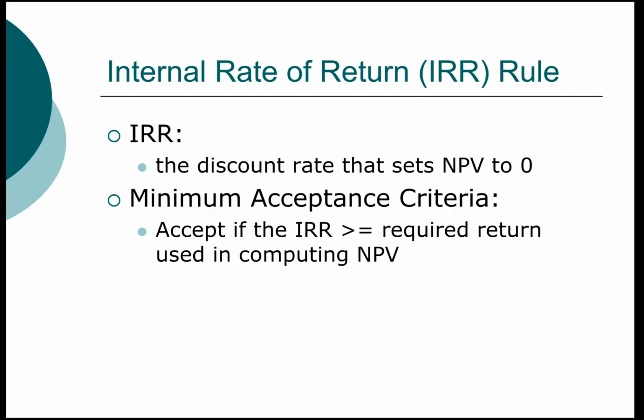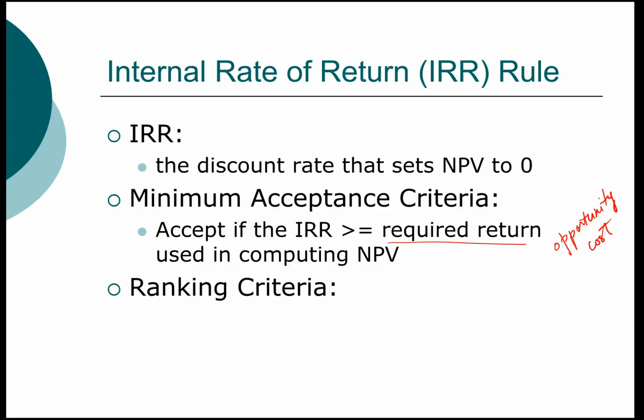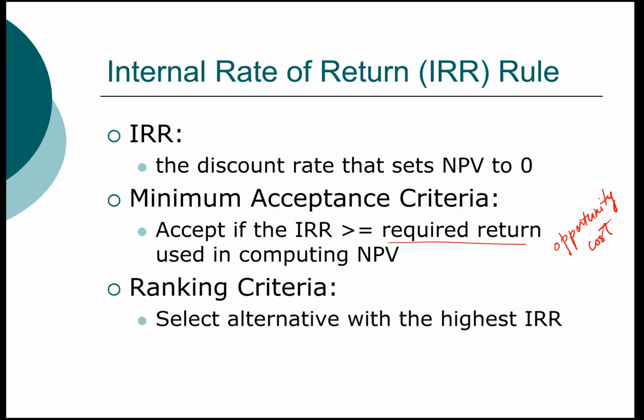So again, we want to understand the economic reasoning for why we accept or reject a project rather than memorizing the rule. But in this case, if you're working with independent projects, the acceptance criteria is that you accept a project as long as the internal rate of return is greater than the required return that you would use in computing net present value, because this required return represents the opportunity cost that you're giving up in other projects. Now, if you are working with mutually exclusive projects, then you have to rank those projects, and you'll rank them by the internal rate of return.